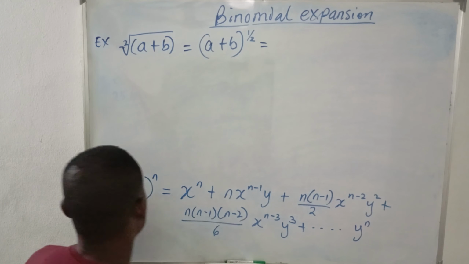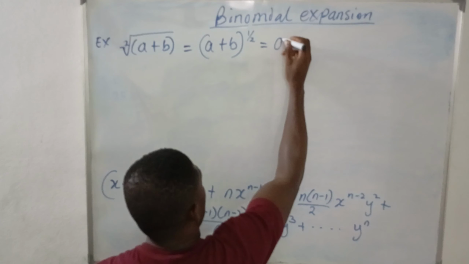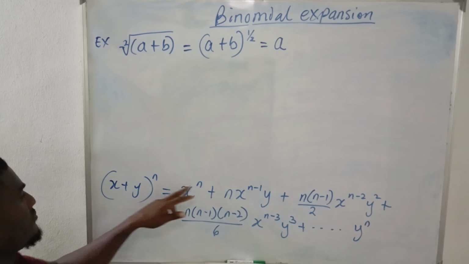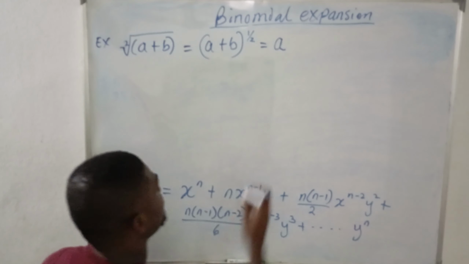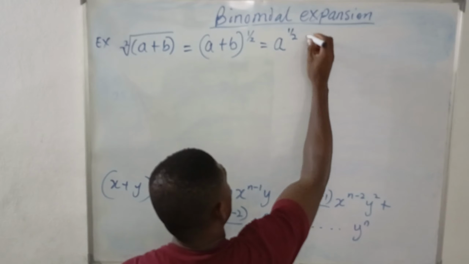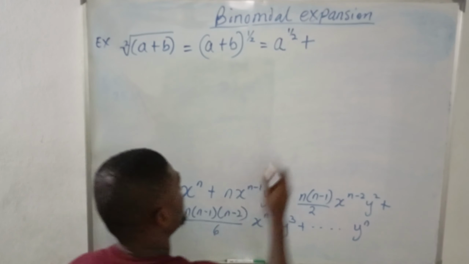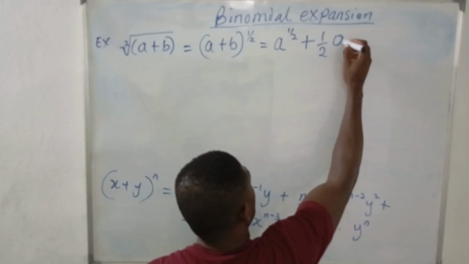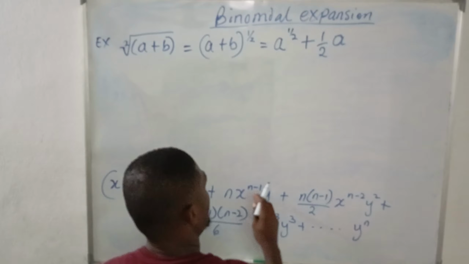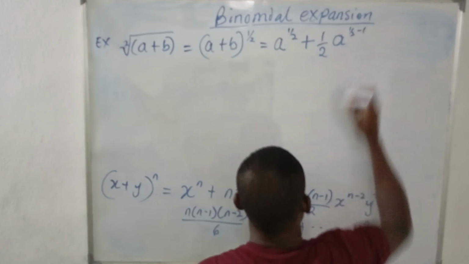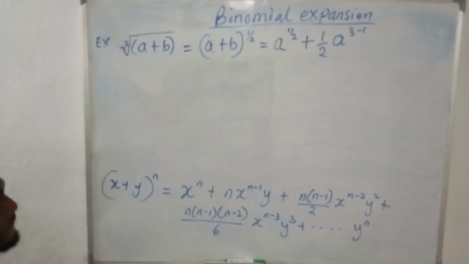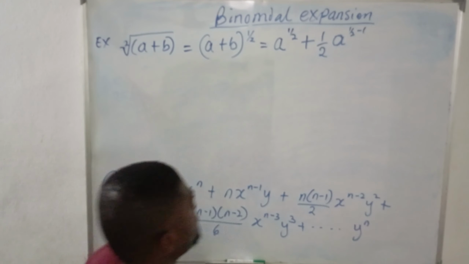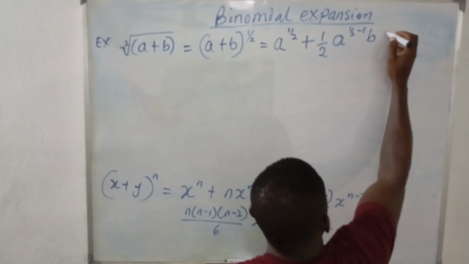We start with x, which is a in this particular case, and the highest power there is 1 over 2. So put down a to the power of 1 over 2, plus n, which is 1 over 2, multiplied by a to the power of 1 over 2 minus 1. That's not done yet. We write y, and our y is b.